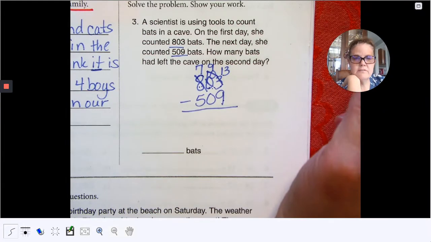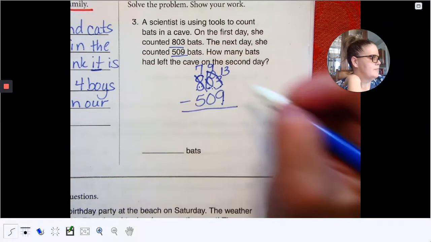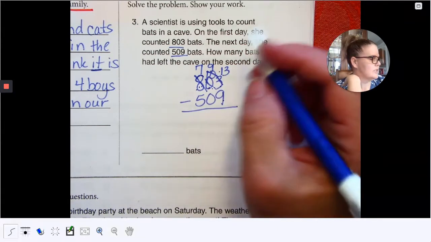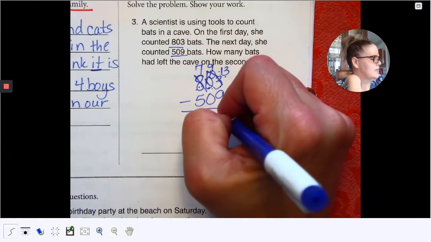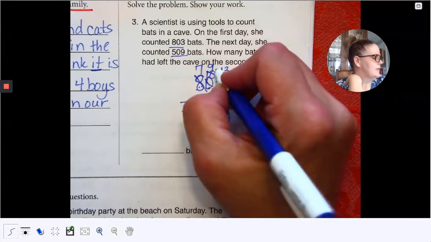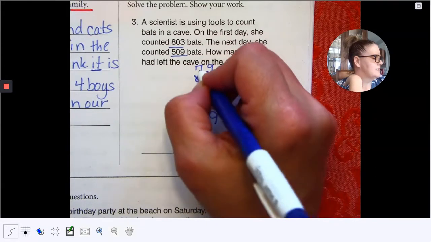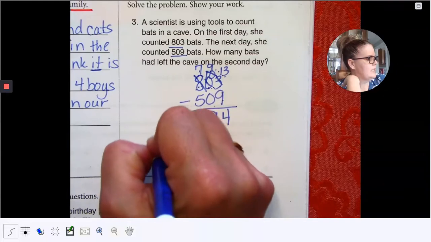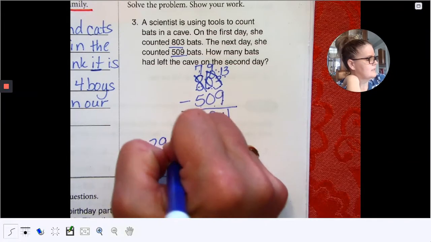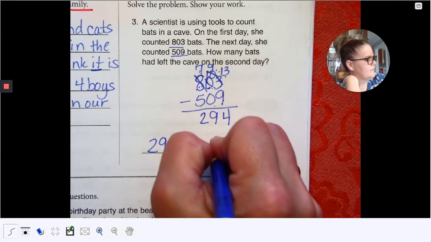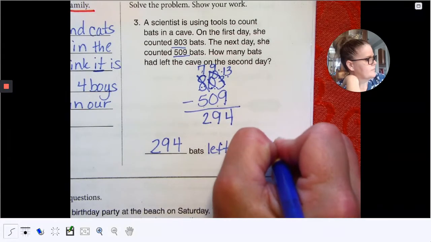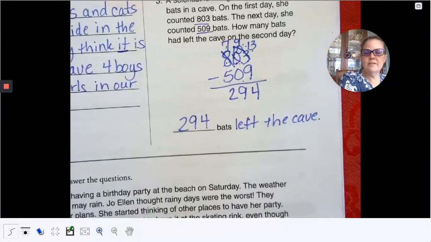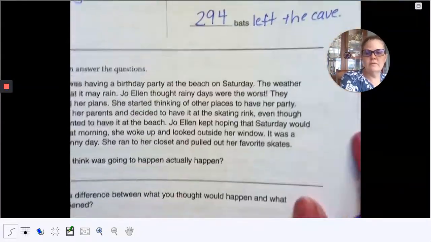Was that too fast? We borrowed 1 from here and broke it down. Now we can borrow from this one to make this one large enough. 13 minus 9 is 4. 9 minus 0 is 9. 7 minus 5 is 2. So 294 bats left. Okay. If you have any mistakes on there, make sure you change those.